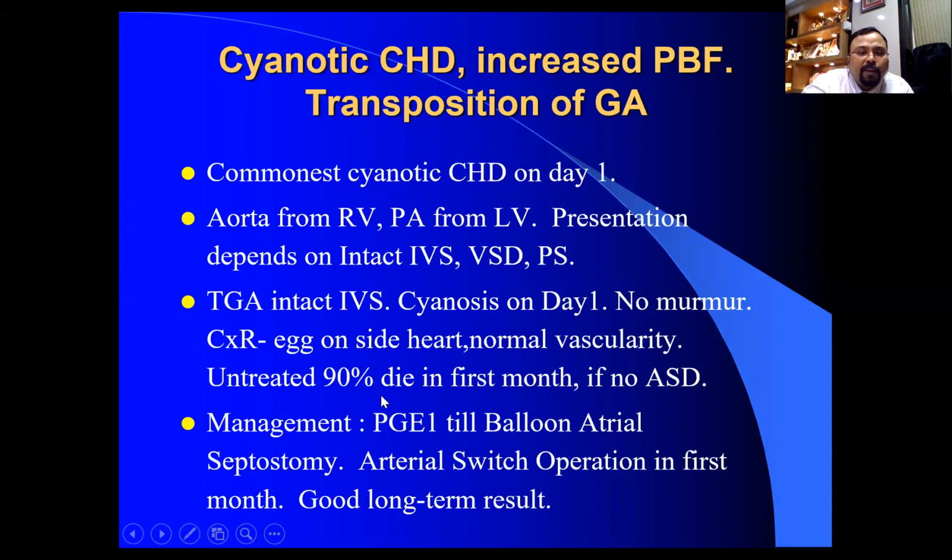If untreated, 90% of TGA babies will die in the first month if there is no ASD or restrictive PFO. So we start PGE1 till balloon atrial septostomy is done. Balloon atrial septostomy is a bridging procedure.